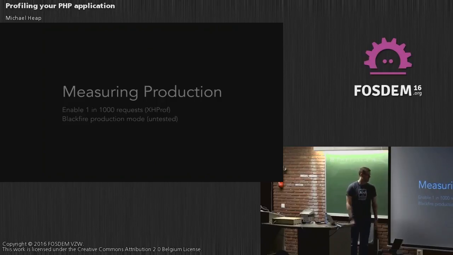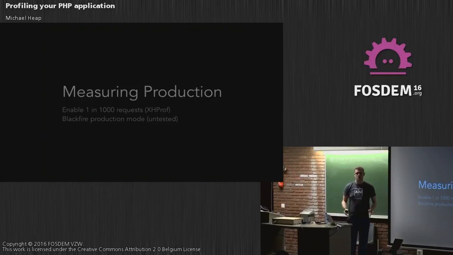XHCloth is pretty heavy. It gets right in there, gets its claws in. I used to say don't use it in production ever, but it can be quite useful. Enable it for 1 in 1,000 requests. Something simple like if empty round 1 in 1,000 equals 42.